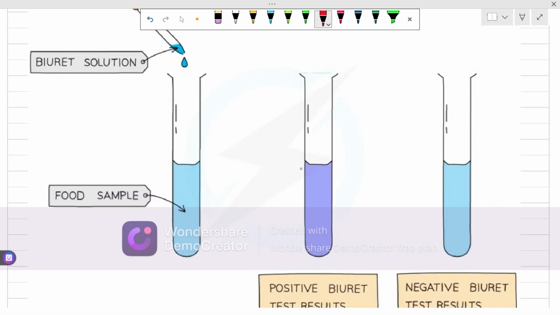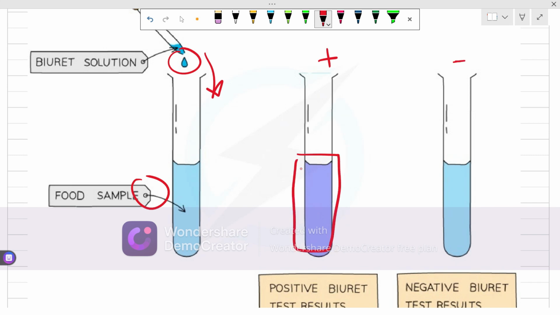This is the test for protein. We have the food sample here, and we have the Biuret solution here. As we add the Biuret solution, if it is a positive result, it will change to violet purple. And if it's a negative result, it will remain as it is, blue.